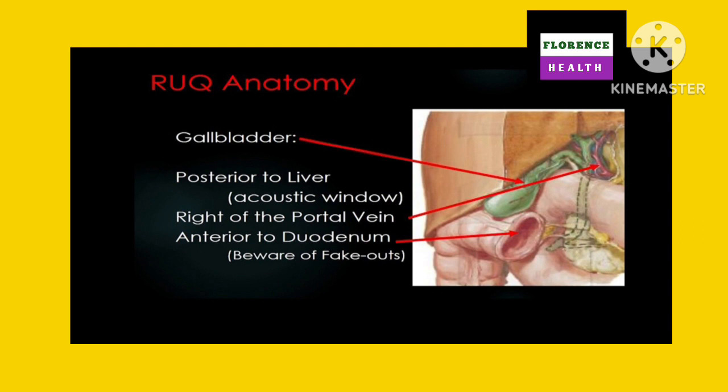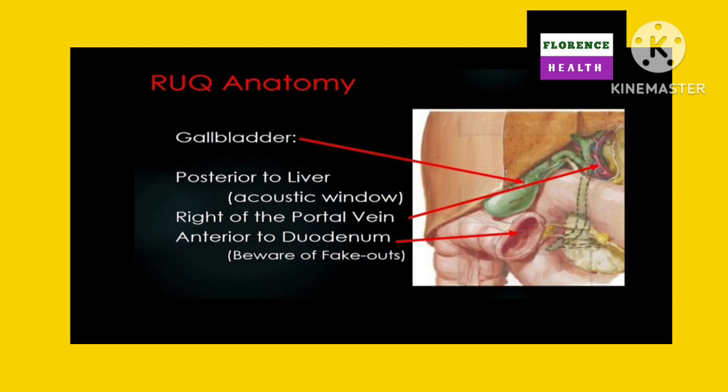Remember, the gallbladder is present anterior to the duodenum. That means first I will see the gallbladder, then I will see the duodenum. Both the duodenum and the gallbladder are hollow viscous organs. So when I cut them in transverse section, I will be confused between these two organs, whether it is a gallbladder or a duodenum.